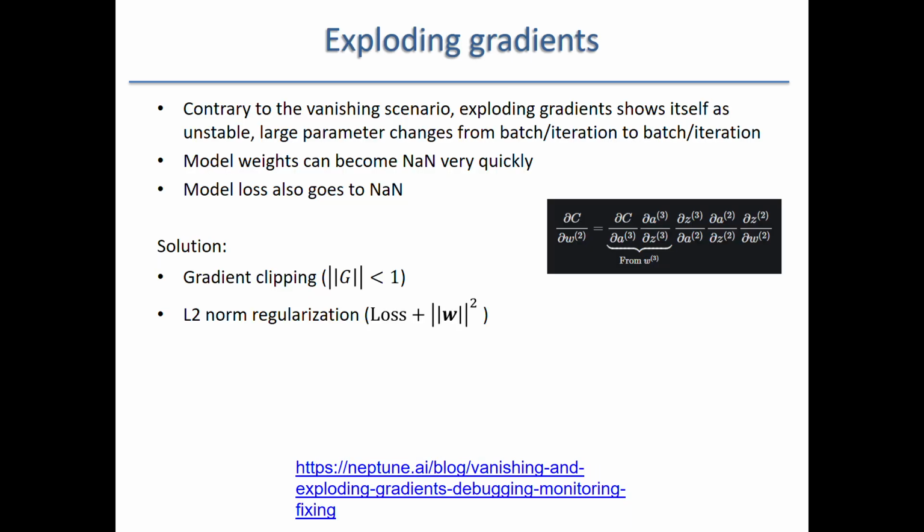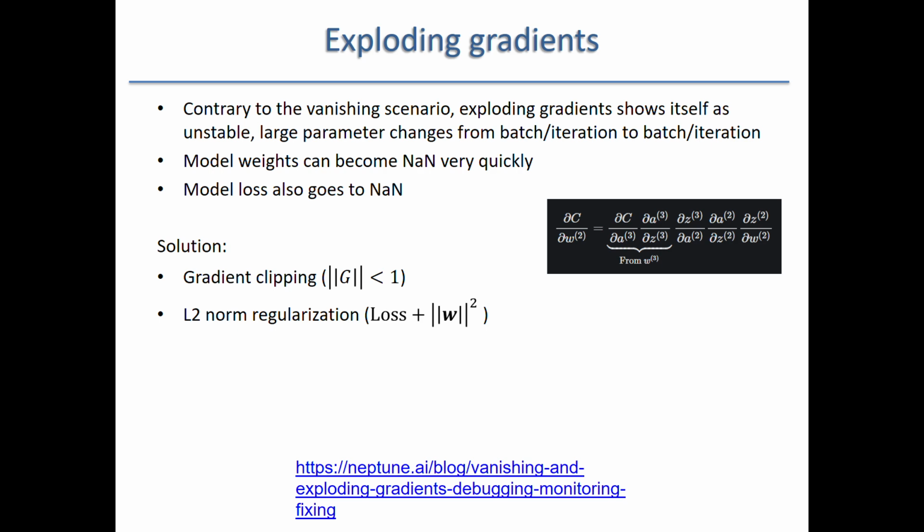Then we have the opposite problem, that is exploding gradients. The ReLU, for instance, doesn't saturate. So the problem is that the gradients become very, very large, and they get larger and larger as the iterations go, and then the weights can quickly become not a number, so you go away from the set of numbers that can be represented with floating points, and it is a divergent behavior. And also the model loss goes to not a number, and so on.